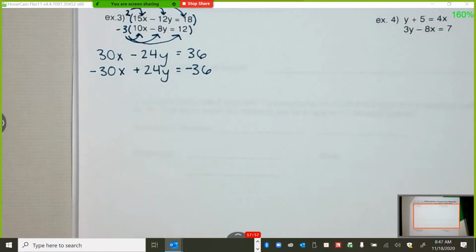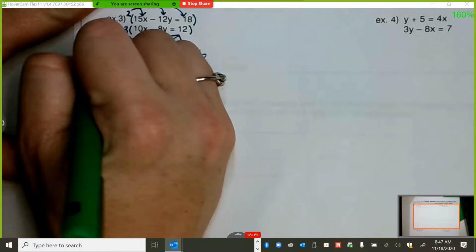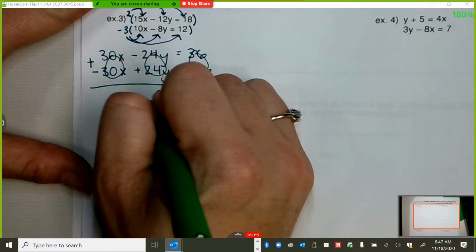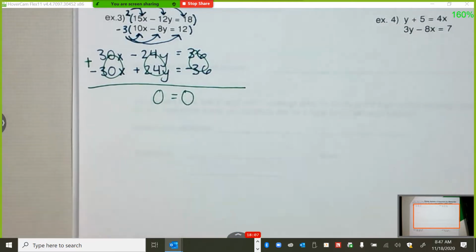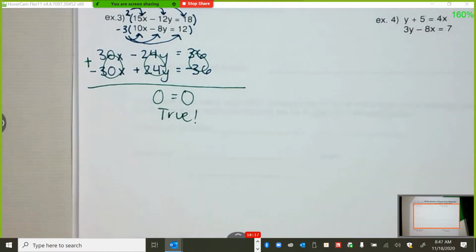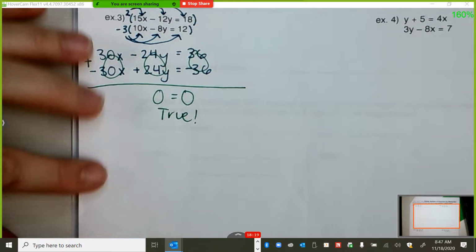So everything cancels out. You're exactly right. So when we do our big addition, 0, 0, 0. So this ends up being 0 equals 0. Is that true or false? True. 0 does equal 0. If I have none and you have none, we're equal, right? So this is true. So what do you think the answer is? Infinitely many solutions.